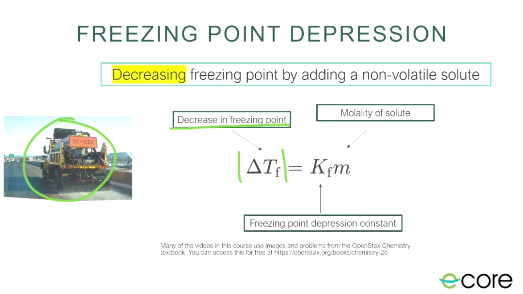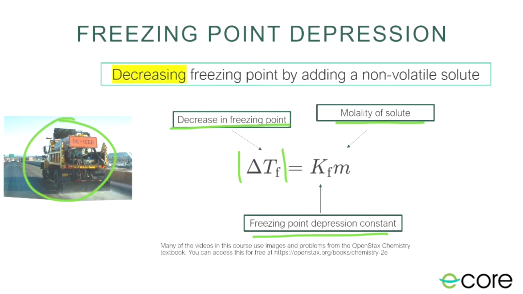And then the freezing point depression constant is a constant that depends on the solvent identity. So while solute identity doesn't matter, the solvent identity certainly does. The size of your change in freezing point depends on if it's water or ethanol. Your solvent definitely matters. And then lastly, we have the molality of our solute. And molality, remember, is moles of solute over kilograms of solvent.